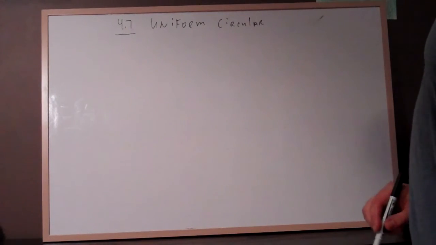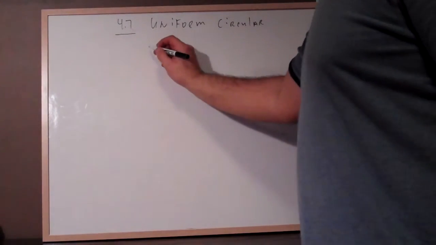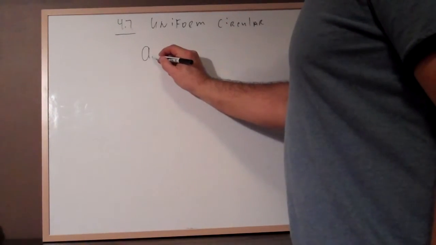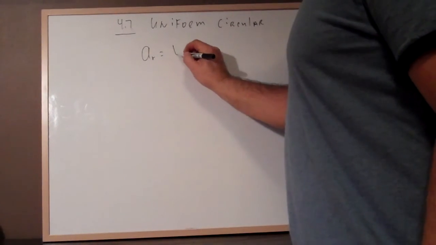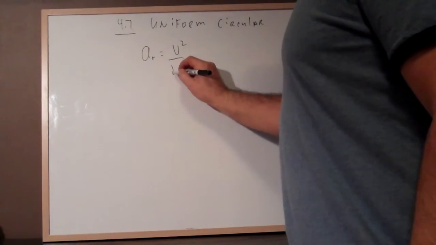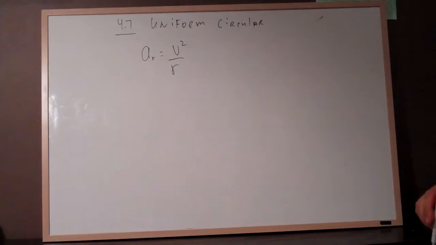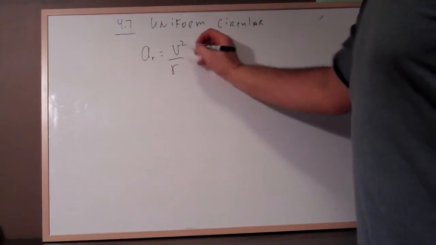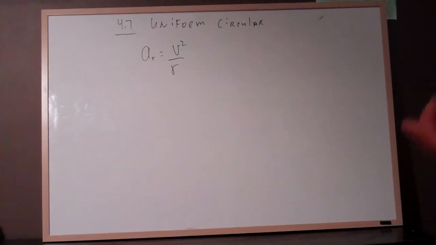If the speed is constant, and if you look through the PowerPoint lectures and read that section, you'll see the centripetal acceleration, some people call it radial acceleration, turns out to be v squared divided by r. So if you're going in a circle, r is the radius and v is the speed. And this acceleration is always directed towards the center.